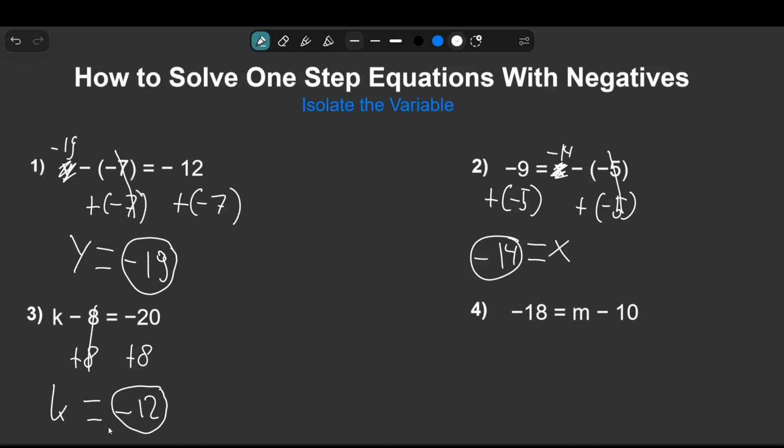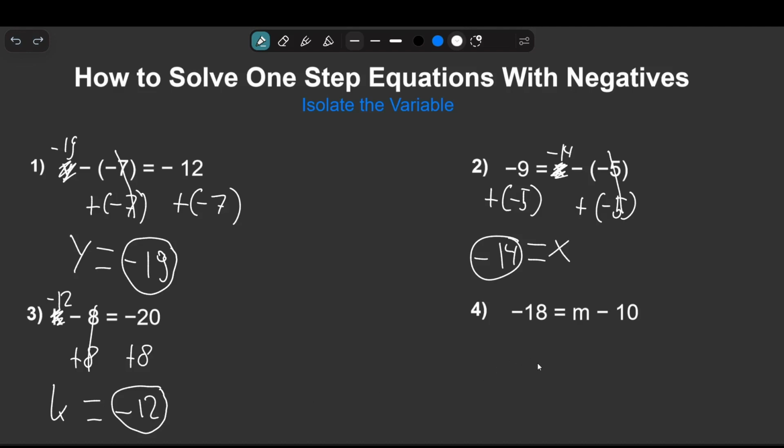Okay, so now we have a value of minus 12 for our variable. Now again, we're going to check this by plugging it in. So let's get rid of the k and plug in minus 12. So minus 12 minus 8 does decrease the value. Minus 12 minus 8 will be minus 20. So this tells us that our answer of minus 12 is correct.